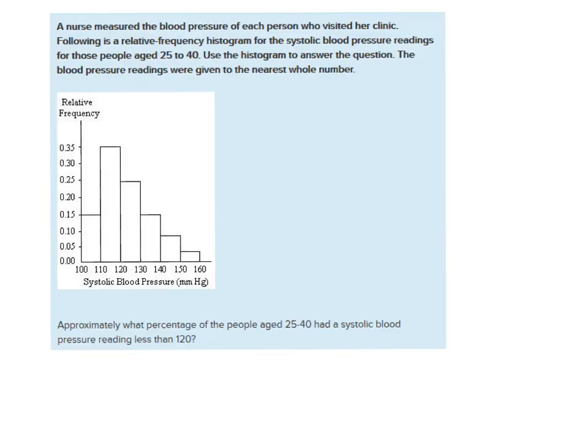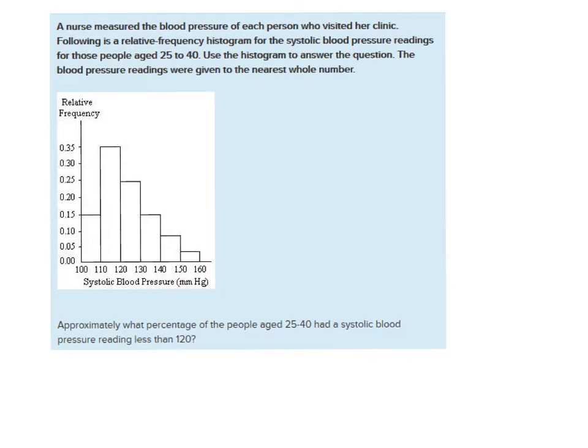Back in the week 3 quiz, you were given this graph and you had to answer some questions about it. And one version of it said, what's the percentage of people that had blood pressure less than 120? So I would add up those two bars. That's 0.35 and 0.15. So 50% of the people had blood pressure less than 120.